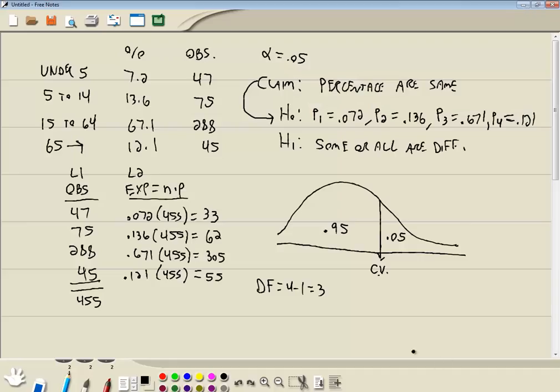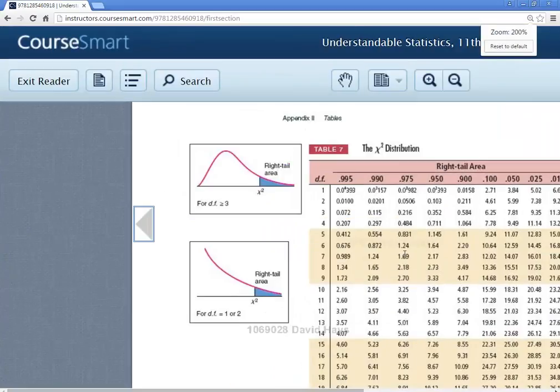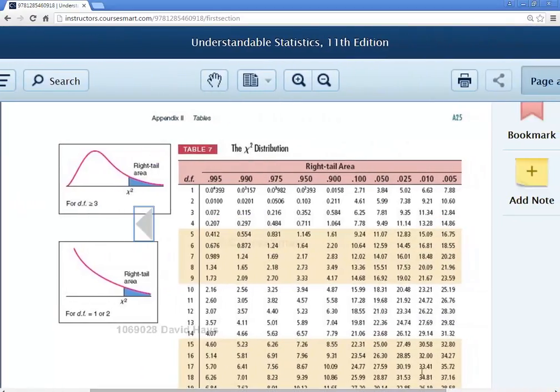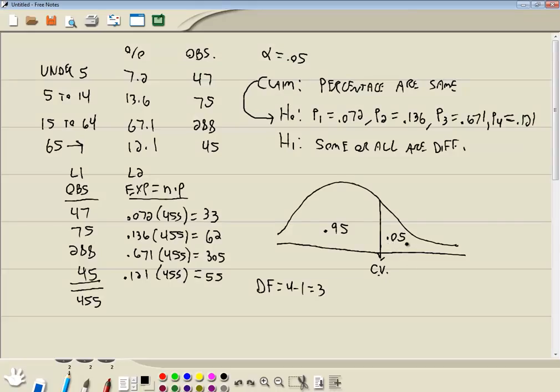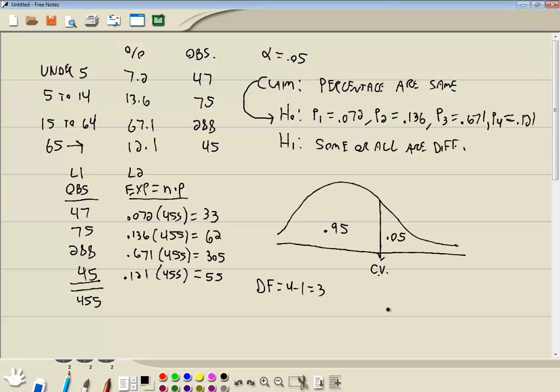So let me minimize that. Okay. So let's go look this up. We're going to use alpha, which is 5%, and 3 in our table. This is in the chi-square distribution table. Now across the top is the right tail area. And our right tail area is the 5%. So we're going to be looking at a column that's 0.05. Here it is. And then we're looking for a degree of freedom of 3. So I go down to 0.05, I go down to 3, and I get 7.81. So that means this critical value is 7.81.